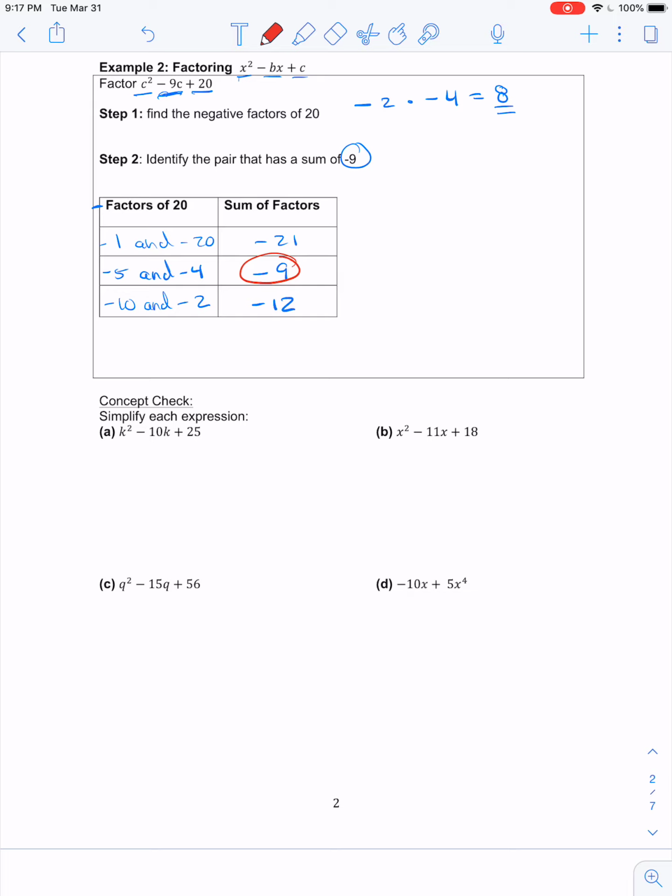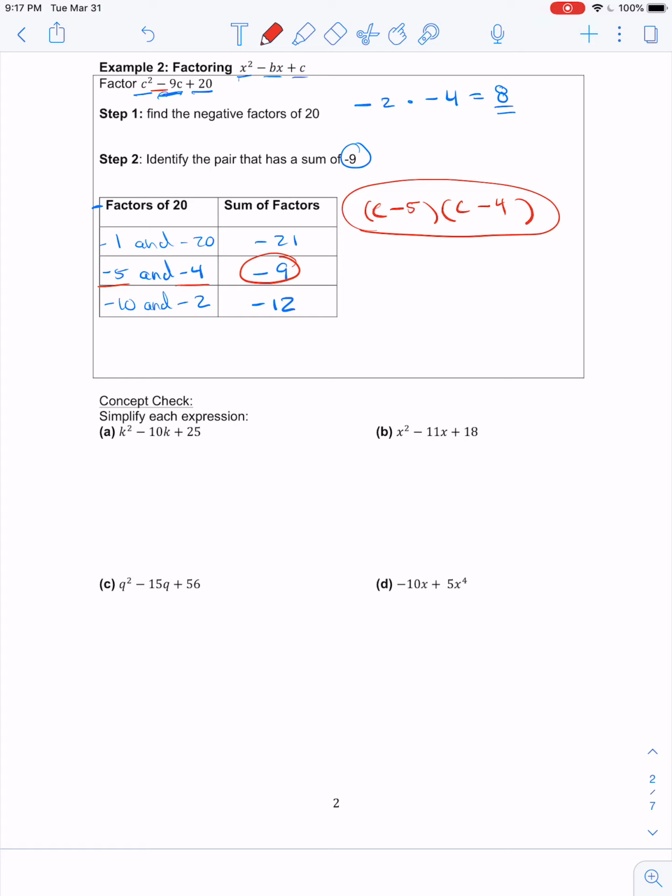Again, what we want to do is put this into two binomial terms, right? Back to back. So we know that c has to be the first term in both of these binomials. And in the middle, because this sign is negative, we're going to have two negative signs. And here's why. We'll get to the end and we'll show you exactly why. Again, we found negative 5 and negative 4 are the two factors. So we're going to have c minus 5 and c minus 4. This will be our final answer, fully factored, right?